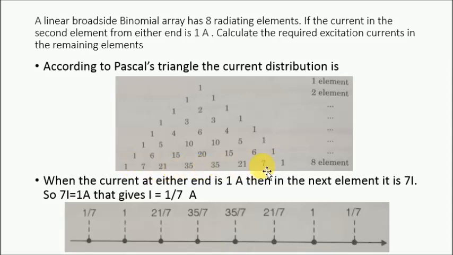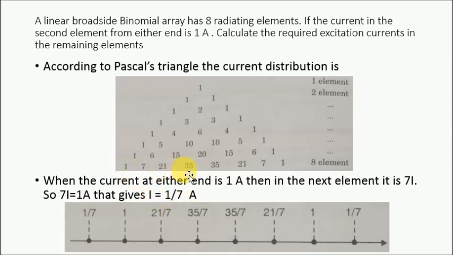Now you can count these: 1, 2, 3, 4, 5, 6, 7, 8. So there are 8 elements. And we know that the second element carries a current of 1 ampere. So 7I is equal to 1 ampere, because the number 7 came at the second position. So how much is the current flowing through the first part? It gives us a current of 1 by 7.